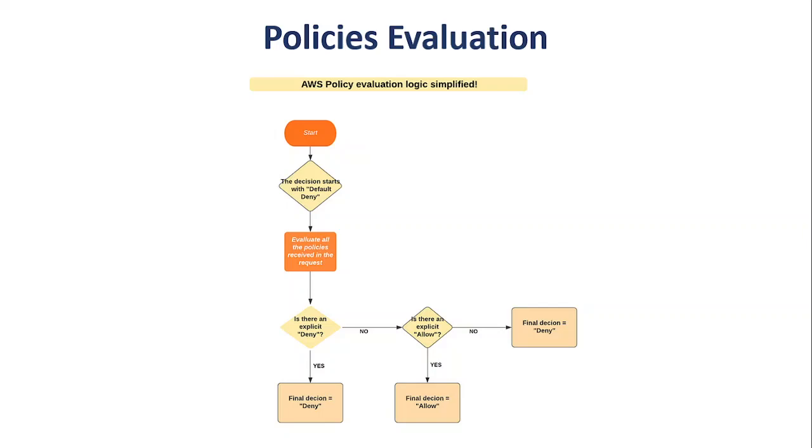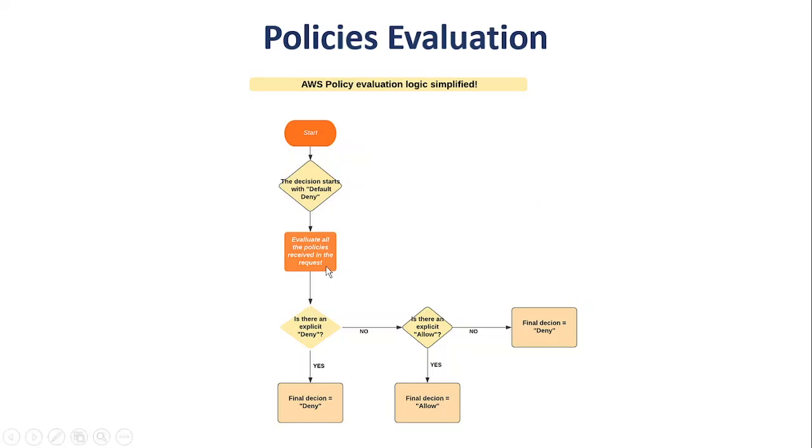One group has access, the other group doesn't have access. In that situation, how does AWS evaluate it? We're also going to see that in one of our demos. This is a flow chart, a very simple one, which explains how AWS evaluates its policy. It starts its decision with a default deny. Okay, we don't want to give access.